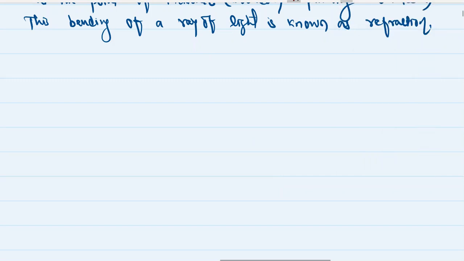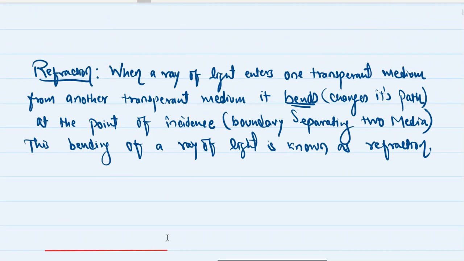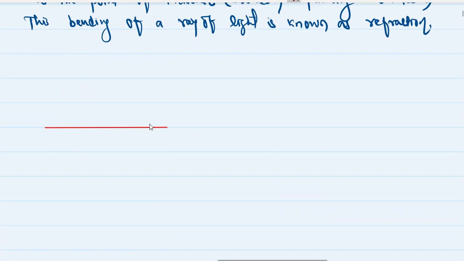Let's understand with the diagram. Suppose this is a boundary separating two media. This red line is a boundary separating two media. Here there is air and here there is water. Air and water. Okay, let me draw a normal. First of all, I'm going to draw a normal with a black line.